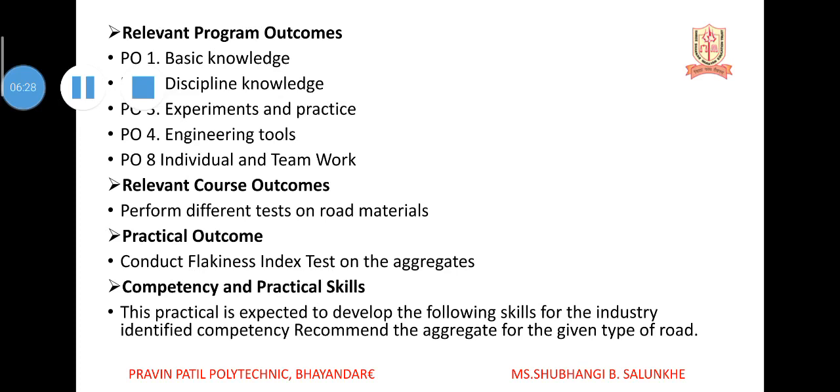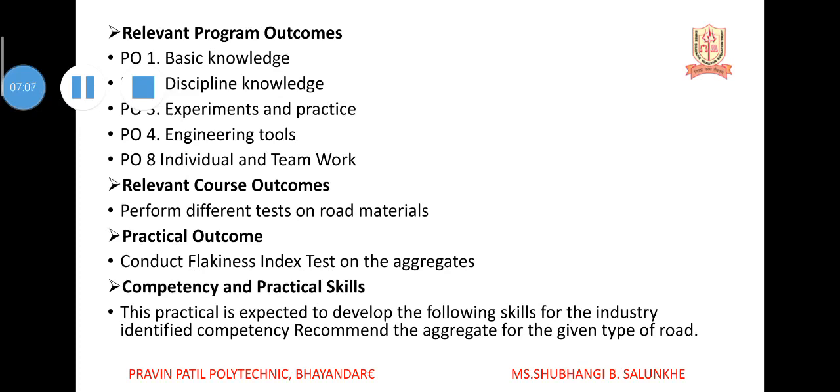Then the competency and the practical skill. This practical experiment is to develop the following skill for industry: identifying competently and recommending the aggregate for the given type of road. By doing this experiment, we can recommend whether this aggregate can be used for any type of road or not. For example, if there is some aggregate, whether that aggregate can be useful for a bitumen road or not, we are going to see with the help of this experiment.